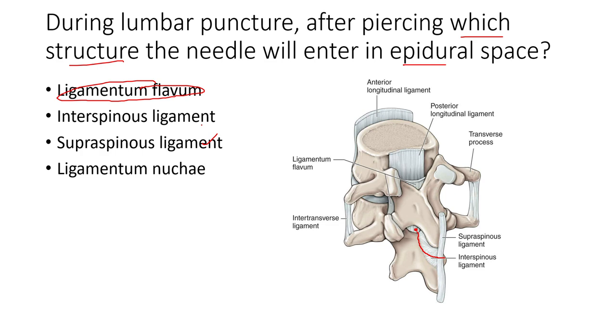The supraspinous ligament and interspinous ligament come in the competition, but ligamentum nuchae doesn't even come in the competition because it is in the cervical region, and most often the spinal is not given there.